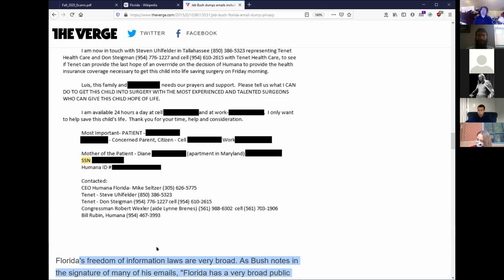So let's talk about social security numbers. Someone asked what the word redacted means. Redacted means removing. You see how things are blanked out on my page? All these numbers are blanked out. That's redacted.